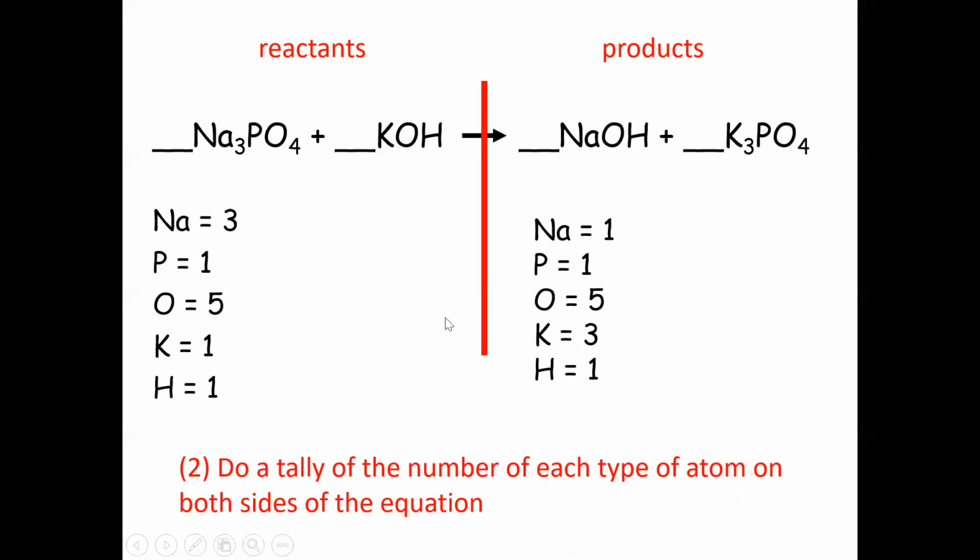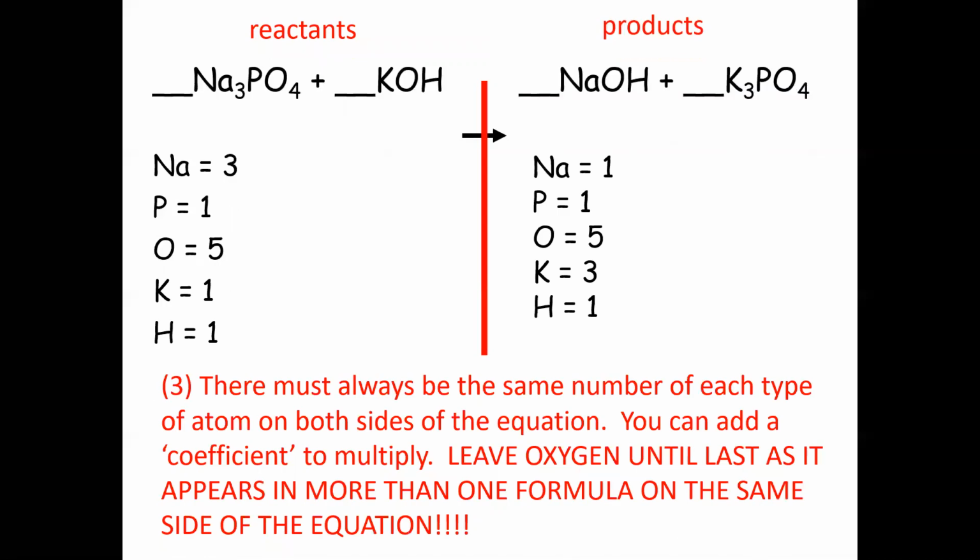So what you now do, as I said, is you go about adding coefficients to balance, but do not start with oxygen for the reason I mentioned before. So again, I've just put a point there, leave oxygen to last because it appears in more than one formula on the same side of the equation, actually on both sides, which means doubly don't start with that one, okay? So what I started with was sodium. So if I put coefficient 3 in front of sodium hydroxide, I now have 3 sodiums.